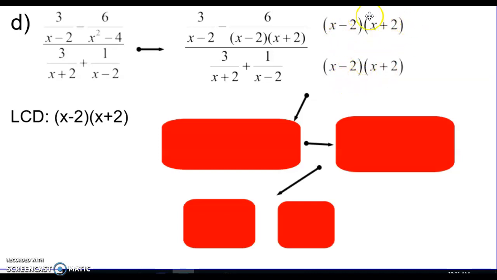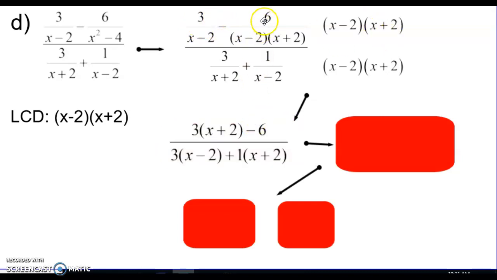So once I distribute this in here, when we multiply to the first fraction, my x minus 2's will cancel, and I'm just left with my 3 and my x plus 2. With the second fraction, the x minus 2 will cancel and the x plus 2 will cancel, leaving us with just that negative 6. Again, it's a minus because that's the subtraction sign there.